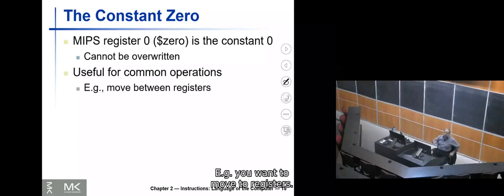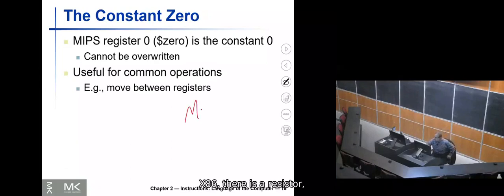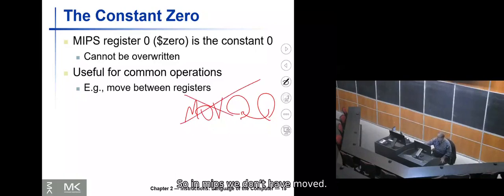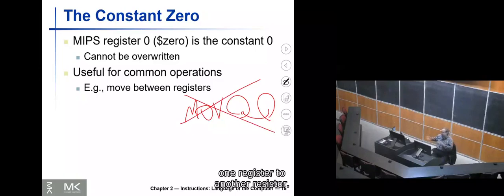For example, you want to move between 2 registers. Whatever value is now in S1, put it in S2. How could we do that? In another machine, for example x86, there is a command called move. So you get a register and then you move it to this register. Again, the RISC rule is to make the common case fast, make regularity, and make a reduced instruction set. So in MIPS, we don't have move. So how could we do that? We want to move a value from one register to another register.